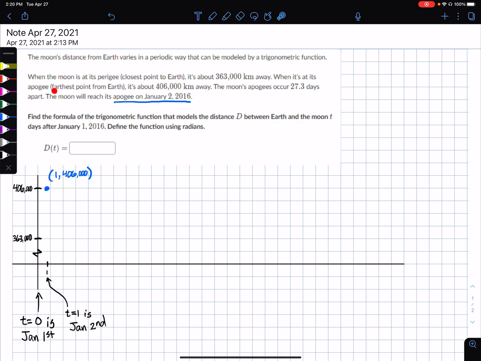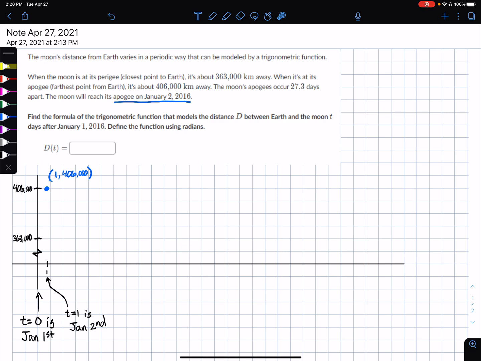When it's at its apogee, farthest away from Earth, so think maximum distance, it's 406,000 kilometers away. The moon's apogee, that max, occurs 27.3 days apart. So every 27.3 days, it's going to get to that max distance again. The moon reaches its apogee on January 2nd at 2016. Find the formula for the trig function that models distance between Earth and the moon t days after January 1st. Define the function using radians.